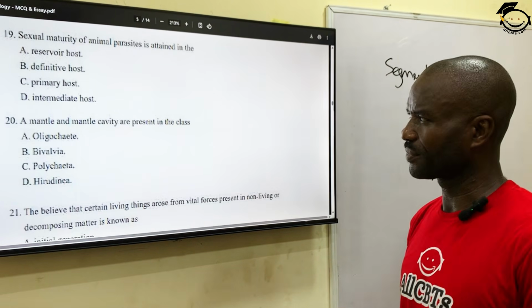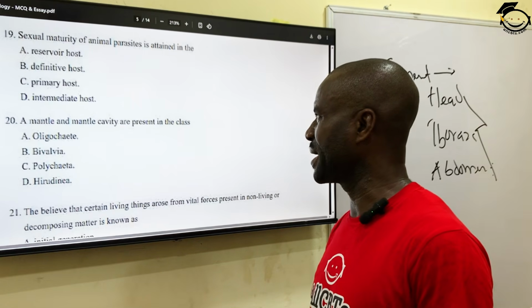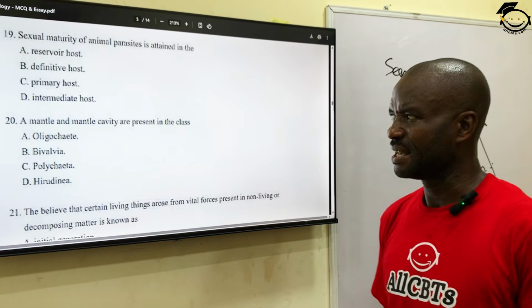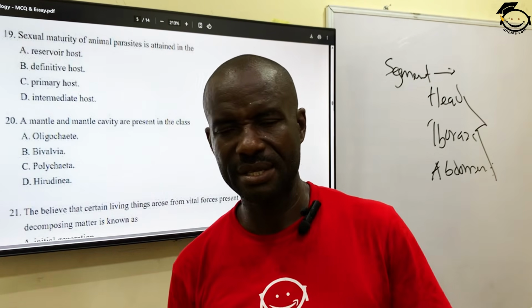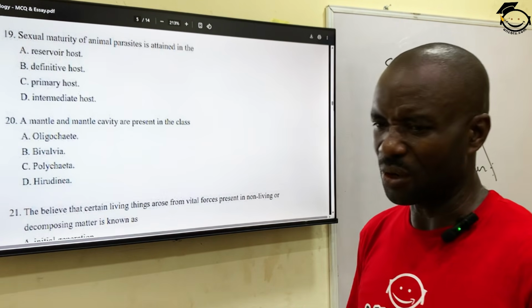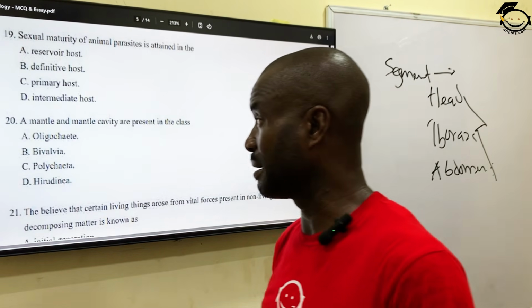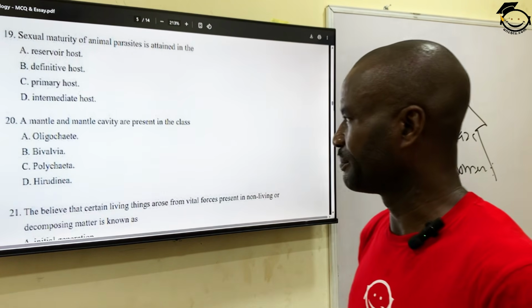Question 20. A mantle cavity are present in the class. Mantle cavity is a property associated with mollusk. And mollusk, example of mollusk is the snail or the shell organism in the plant. So A, oligochaete.